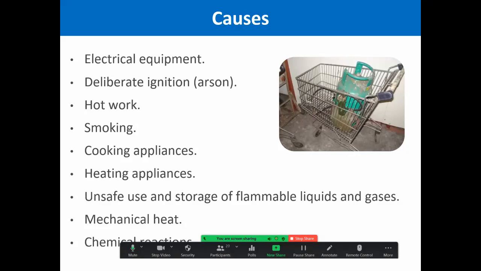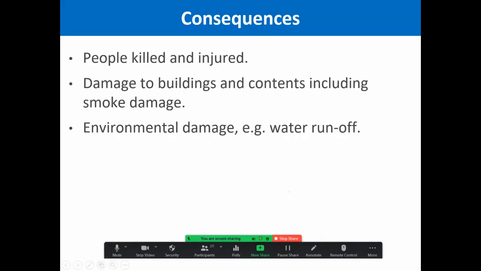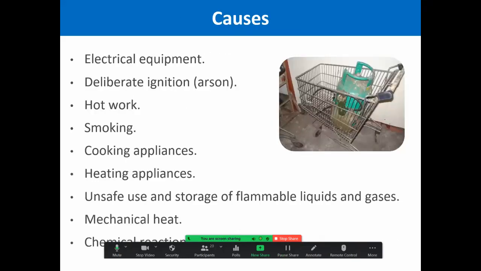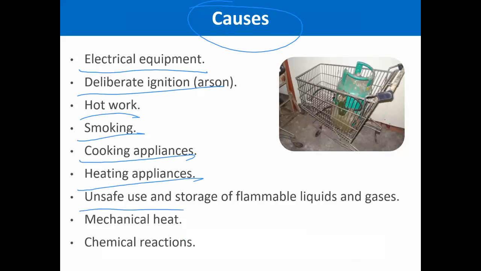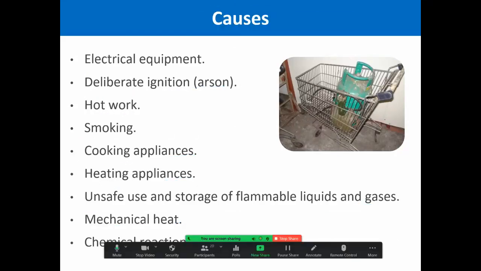So friction generates heat. So this mechanical heat is caused from the friction of the various parts of the machines. And then obviously there are chemical reactions which generate heat as well. So these are all causes of fire. So remember guys, these are important causes of fire, because this is what you will consider as hazards. These are all hazards which you can write in your risk assessment under the fire hazard category.